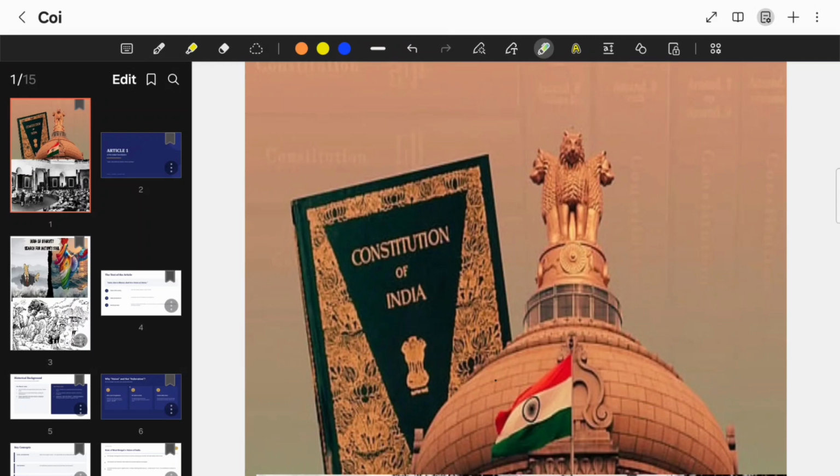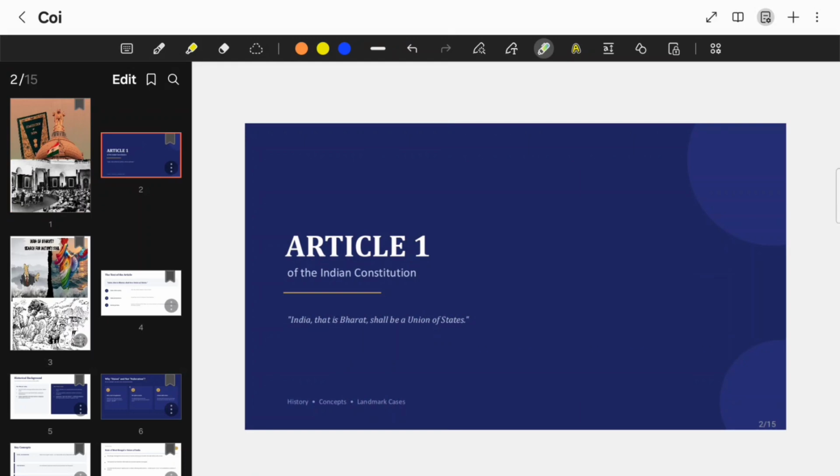In this video, we are breaking this down, not just what it says, but why it was written that way, what debates happened in the Constituent Assembly, and how it actually plays out in real life today. By the end, you won't just memorize it, you will understand it, and trust me, that's what actually helps in the exam. Moving to Article 1. Article 1 does something remarkable in a single sentence.